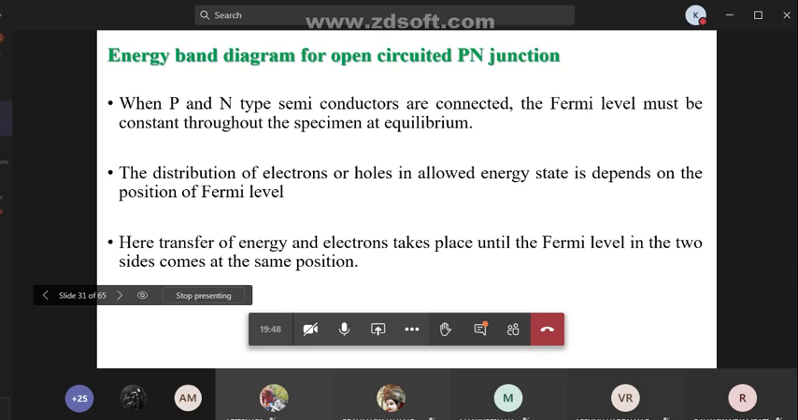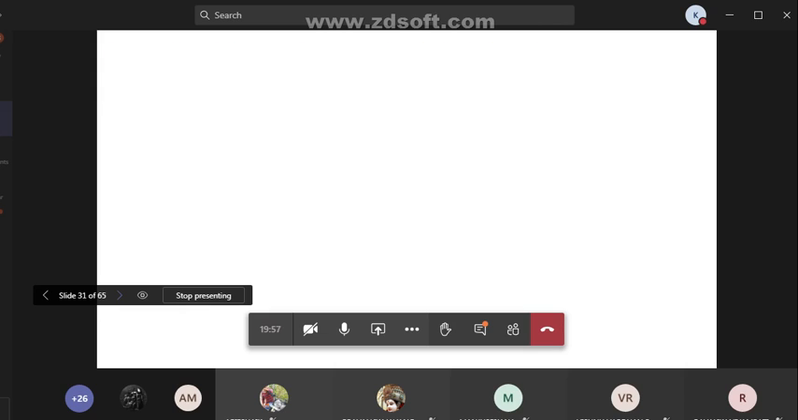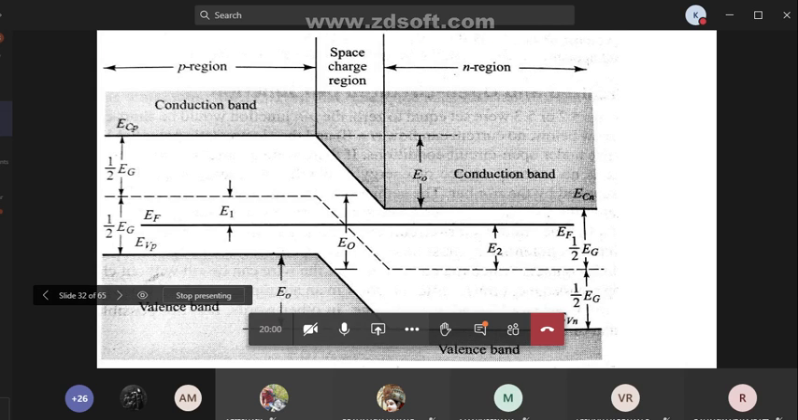Here, when the P and N-type semiconductors are connected, the Fermi level must be constant throughout the specimen at equilibrium. See here, the energy band diagram. This is the P region and this is the N region. This one is the conduction band and this one is the valency band. Here in the N region, it is the conduction band and the valency band. This line represents the Fermi level, EF.